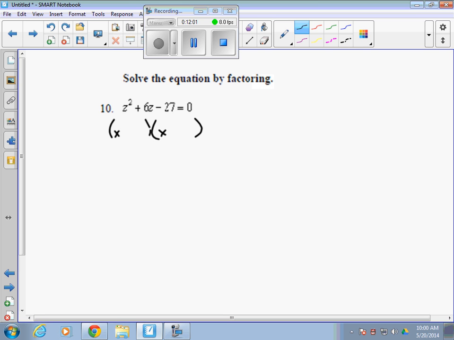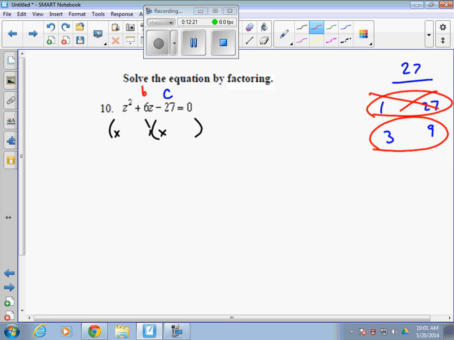So you want your factors of your c value. You remember your c value is 27. There's not a lot of them: 1 times 27 and 3 times 9. You want the pair of numbers that get you to your b value, 6. 1 and 27 is either going to get you 26 or 28. That's not 6. 3 and 9 is either going to get you 6 or 12. So that's a possible one. It's probably going to be the correct answer, 3 and 9.